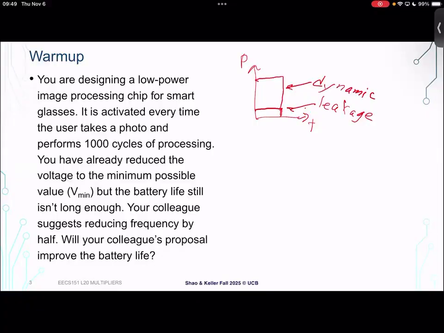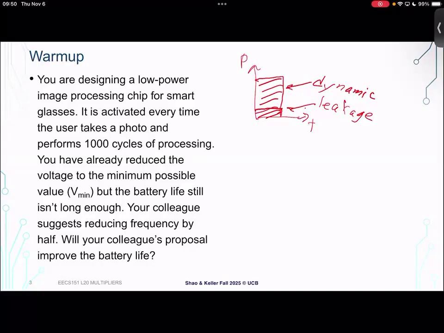Dynamic power is typically bigger than leakage power when the chip is on, right? When it's actually doing this image processing. And so then the energy would be the area under this curve. Just conceptually, we haven't put any numbers to this, and we don't actually need to answer the problem.